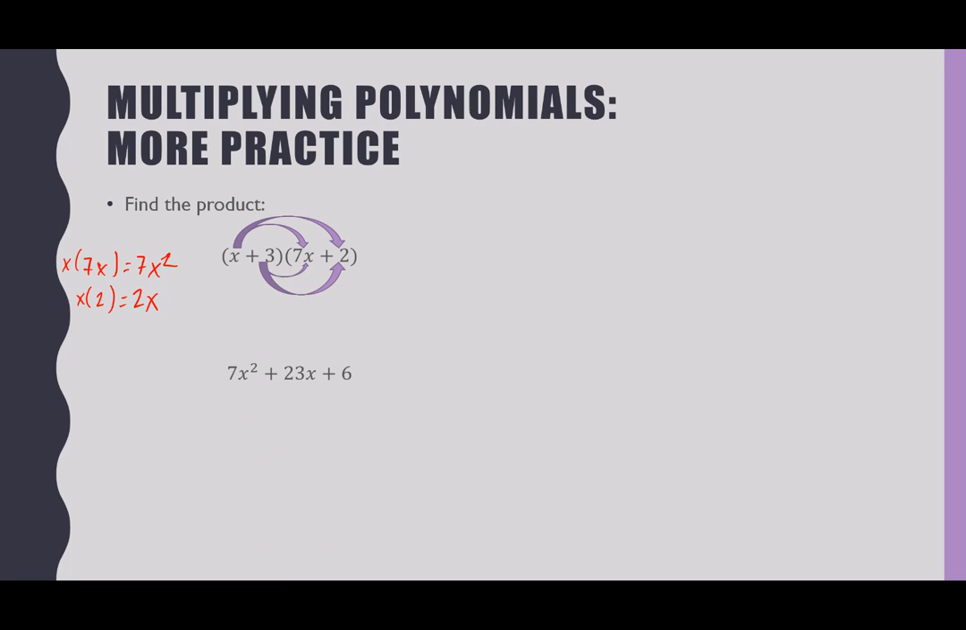Okay, distribute the second term in your first set of parentheses to both terms in the second set of parentheses. So you've got 3 times 7x, which is 21x, and 3 times 2, which is 6. When I write all 4 of these terms out horizontally, this is the result. I identify my like terms and combine them to get the 23. Okay, let's try one more example together. You give it a shot first, and then we'll walk through how to get the final answer.